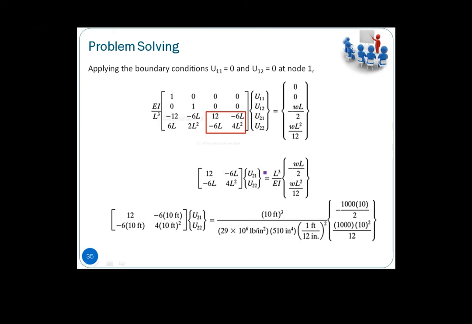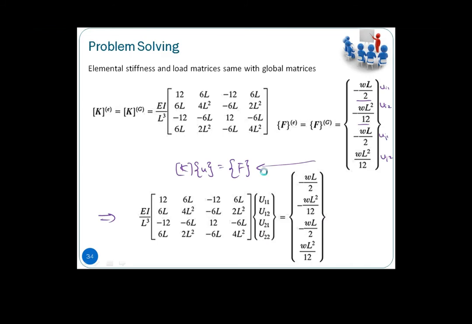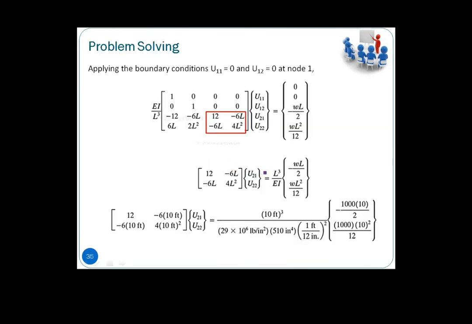In this case, because it's a fixed-free end, a cantilever, fixed at node I, our first two rows can be ignored. So we are focusing on a 2 times 2 matrix. Here we solve this 2 times 2 matrix, then we can find our U21 and U22.